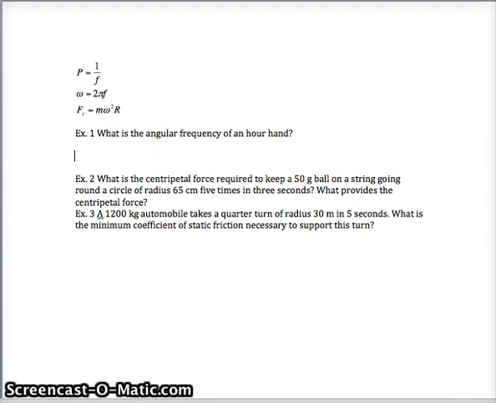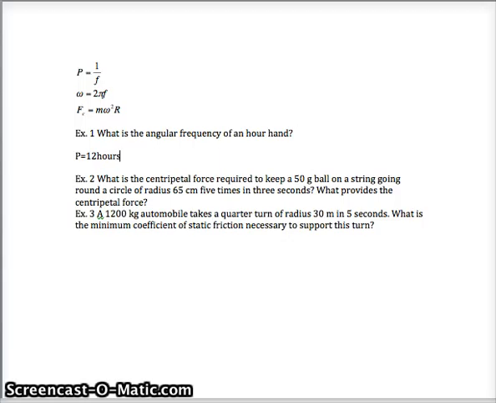Now, you have to think this through a little bit. The angular frequency of an hour hand, that's the radians per second for an hour hand. You can't figure this out unless you can get the period first. So you figure out that the period of an hour hand is 12 hours, because it takes 12 hours to go from 12 back to the 12 again.